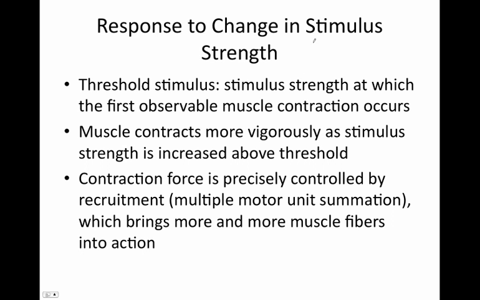Then if we look at a difference in stimulus strength, what we're looking at is the threshold stimulus, the stimulus strength at which the first observable muscle contraction occurs. Threshold stimulus is sort of our baseline for where we see our first observable muscle contraction, and the muscle contracts more vigorously as stimulus strength is increased above that threshold. Contraction force is precisely controlled by recruitment, so we're pulling in more motor units, and adding more motor units becomes a summation, which brings more and more muscle fibers into action.